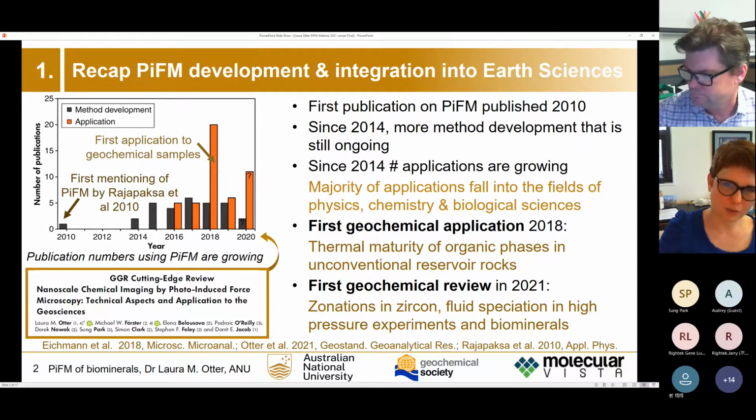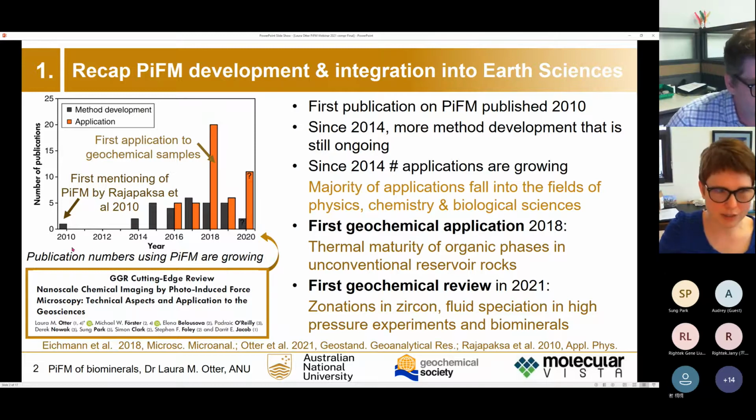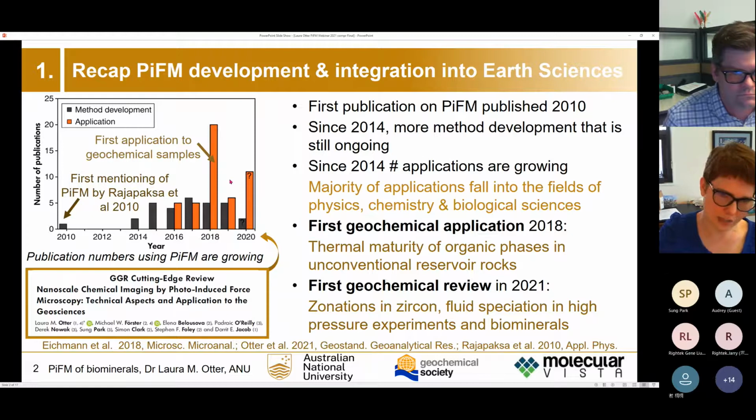The first publication looking at PIFM was published in 2010, just at the beginning of this chart here. And then we saw more method development popping up since 2014, and that's still ongoing, and first applications coming out since 2014. These have been, in the majority of cases, in the areas of physics, chemistry, and biological sciences. And the first geochemical application that Derek mentioned too was published here in 2018 by this group, looking at thermal maturity of organic phases in unconventional reservoir rocks.